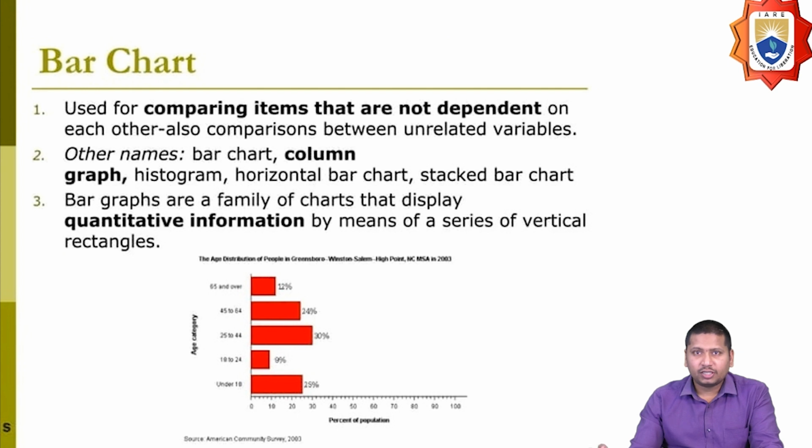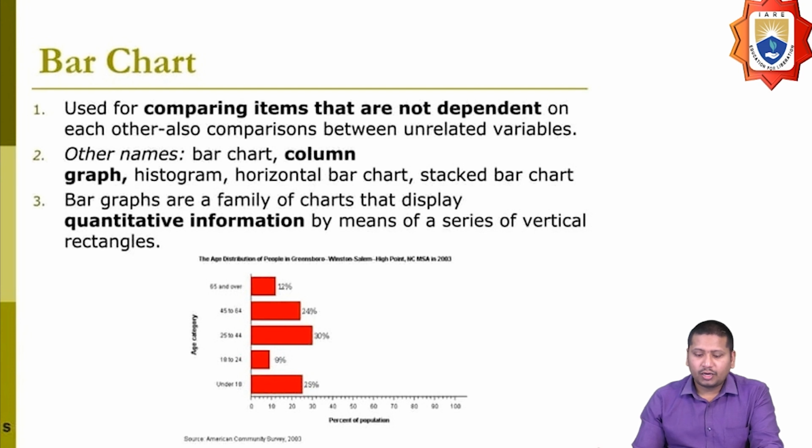The very first is the one used for comparing items that are not dependent on each other, and we should also compare between unrelated variables. Some other names we have are bar chart, column graph, histogram, horizontal bar chart, and stacked bar chart. Sometimes we call this bar chart a column graph, or a histogram, or a horizontal bar chart or stacked bar chart.